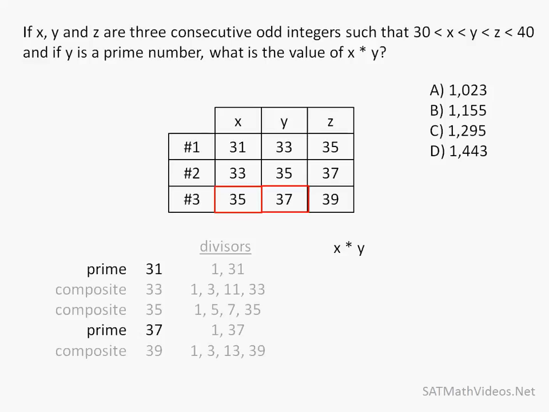Now that we know the values of x, y, and z, we can calculate the answer of x times y as 35 times 37, which equals 1,295. The answer is C.